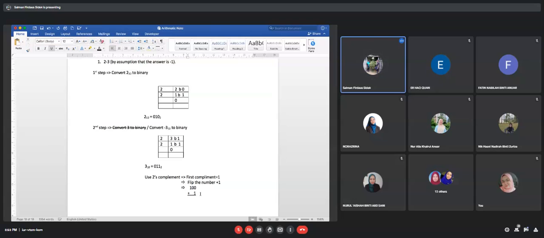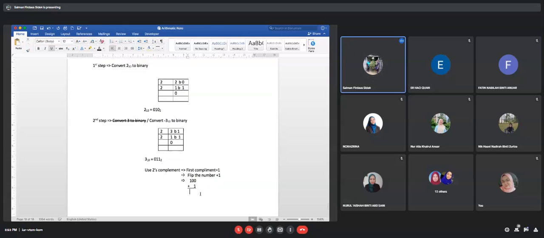Okay, and then what do we get? 101. So this is negative 3, base 10. Okay, now we already got the operand 2 and negative 3.